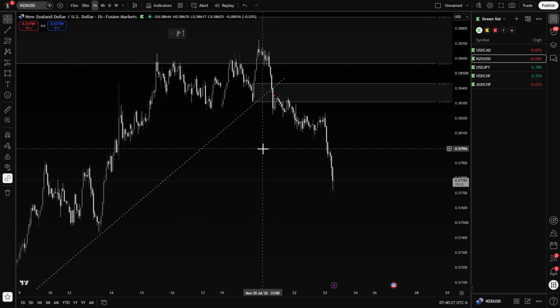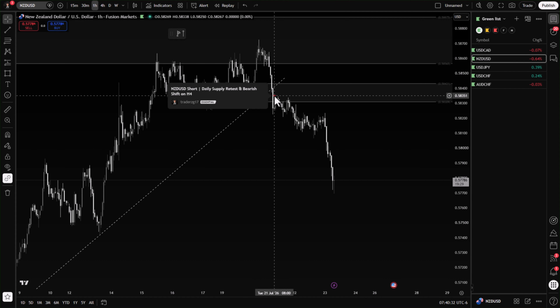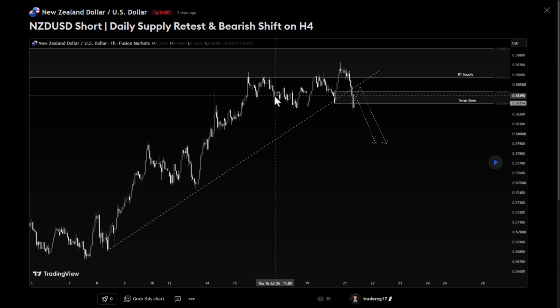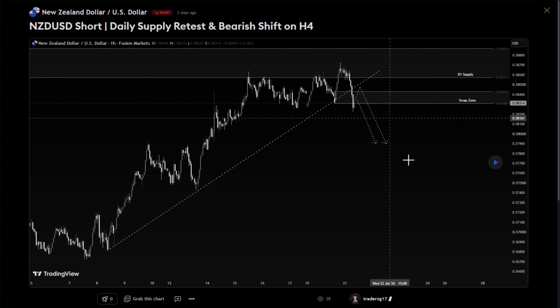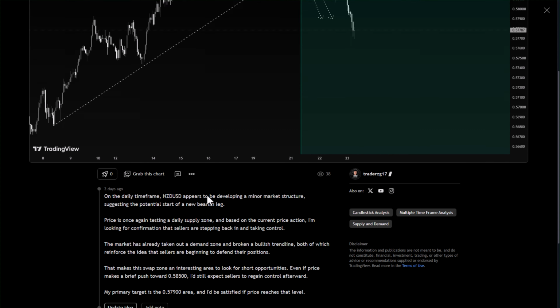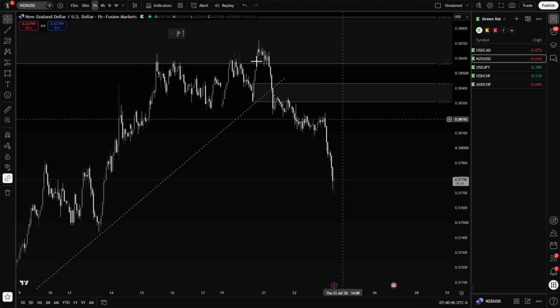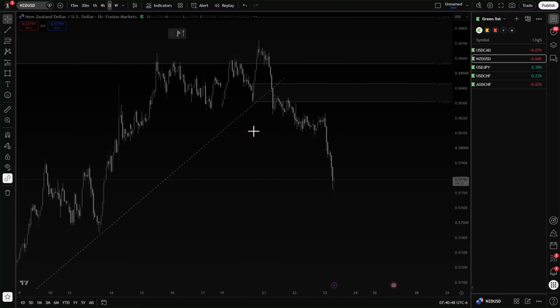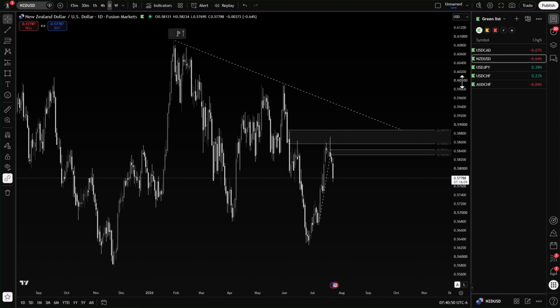This time I'm gonna explain to you my sell setup idea that I share on TradingView. I shared this idea a few days ago, but I'll go over it here in depth. So I'm gonna explain to you everything behind this setup.